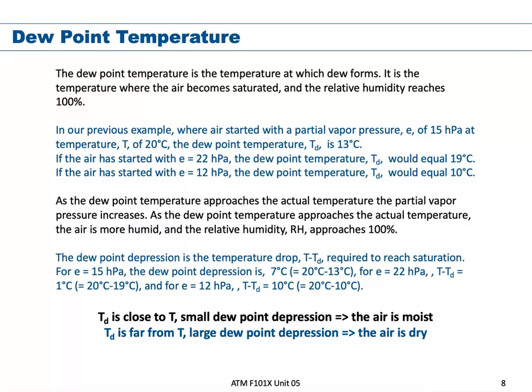The dew point temperature is the temperature where dew or frost forms. This is the temperature where the air is saturated, the relative humidity is 100%, and condensation occurs. In our last example, the dew point temperature is 13 degrees Celsius.